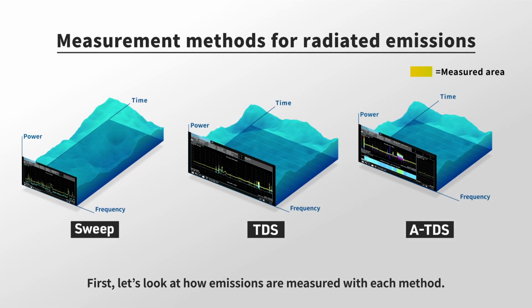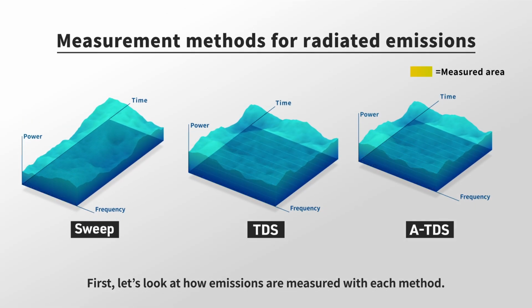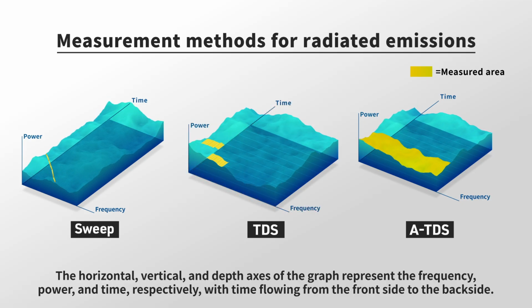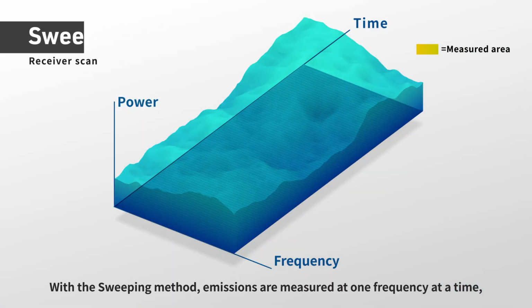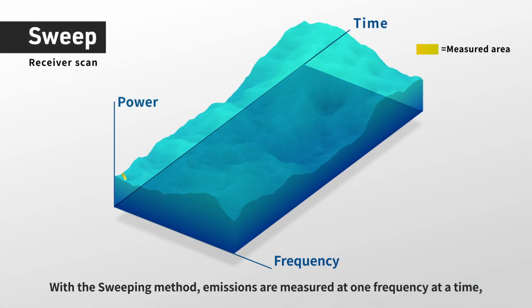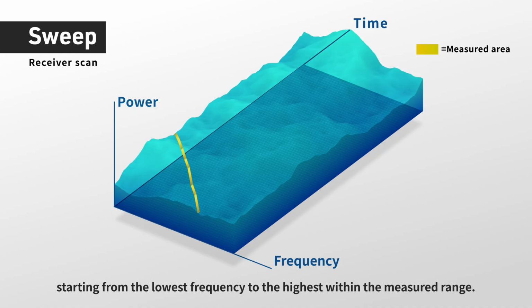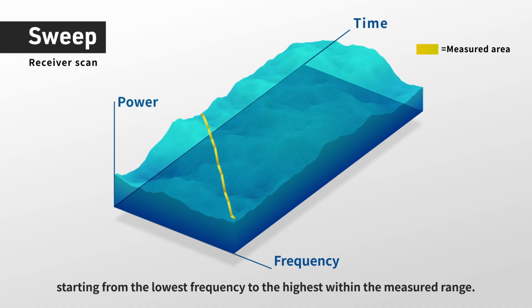First, let's look at how emissions are measured with each method. The horizontal, vertical, and depth axes of the graph represent the frequency, power, and time respectively, with time flowing from the front side to the back side. With the sweeping method, emissions are measured at one frequency at a time, starting from the lowest frequency to the highest within the measured range.